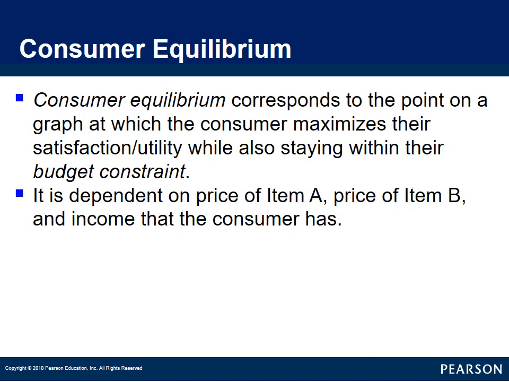So we're going to start by defining consumer equilibrium. Consumer equilibrium is achieved when satisfaction of a consumer is maximized by purchasing a specific combination of products that stays within the consumer's budget. So two things have to be met. Not only do we have to stay in the budget, but we have to find that specific combination where satisfaction is maximized. This is going to be dependent on the price of item A, the price of item B, and the income that a consumer has.